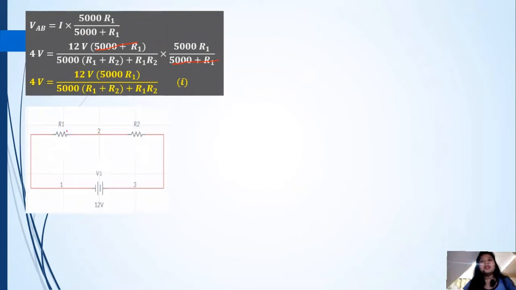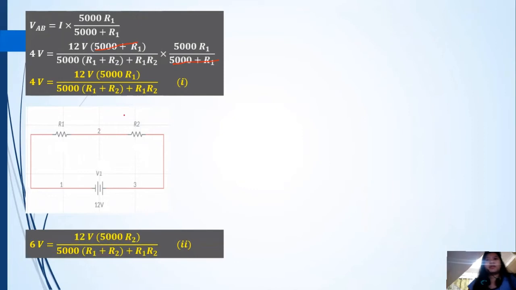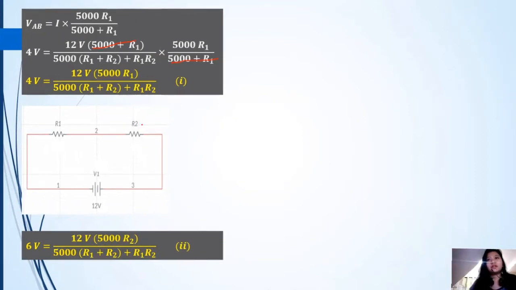Next is the illustration for the second part. We have here the second illustration. Since we already have the first equation, we can just follow this one. So we have here 6 volts is equal to 12 volts times 5,000 R2. Since this is the second equation, we will be using the R2 over 5,000 times R1 plus R2 plus R1 R2. So that is the second equation.